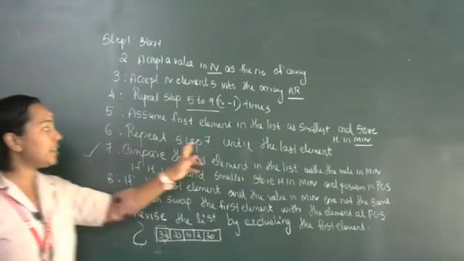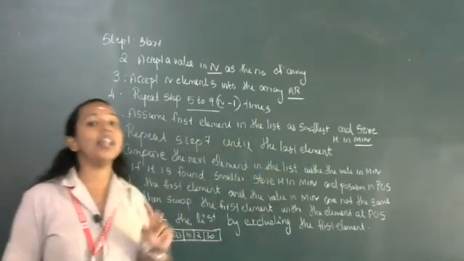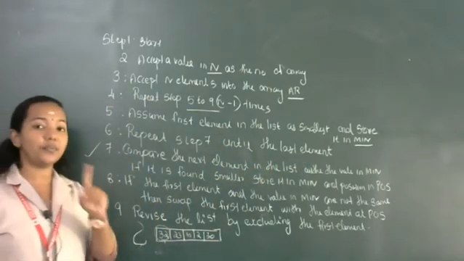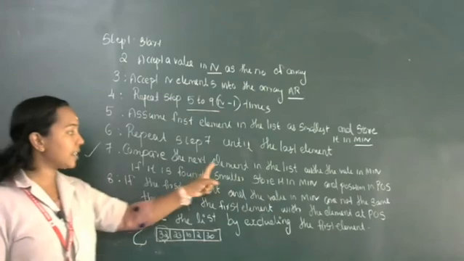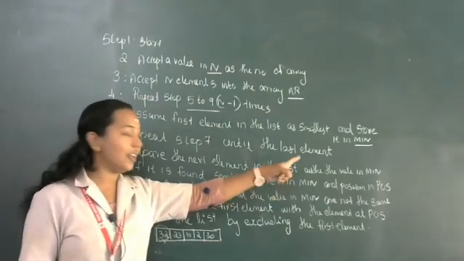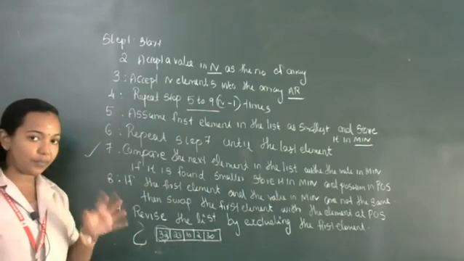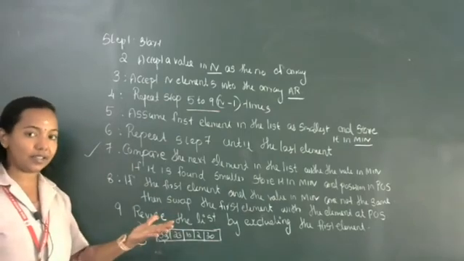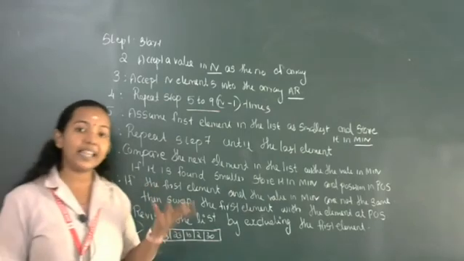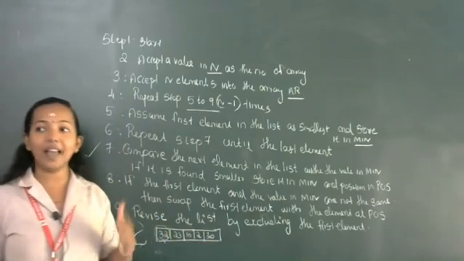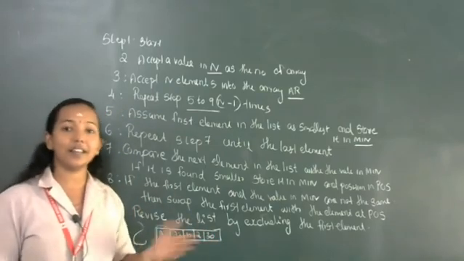Then repeat step 7 until the last element. That means we are executing the first pass. Compare the next element in the list and the value in min. That means we are comparing the first element with the other elements. If we find any element lower than min, we replace the values.